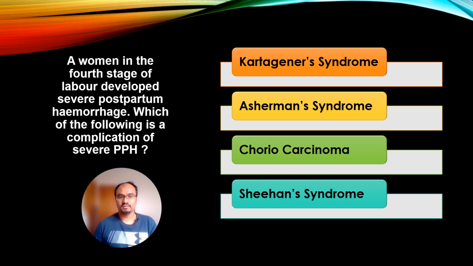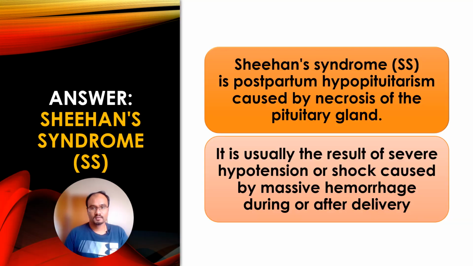A woman in the fourth stage of labor developed a severe postpartum hemorrhage. Which of the following is a complication of severe postpartum hemorrhage? And the options are Kartagener syndrome, Asherman syndrome, choriocarcinoma, Sheehan syndrome. And the correct answer is Sheehan syndrome. So Sheehan syndrome is a postpartum hypopituitarism caused by the necrosis of the pituitary gland, and it is usually the result of severe hypotension or shock caused by massive hemorrhage during or after delivery. So let us see the other options.